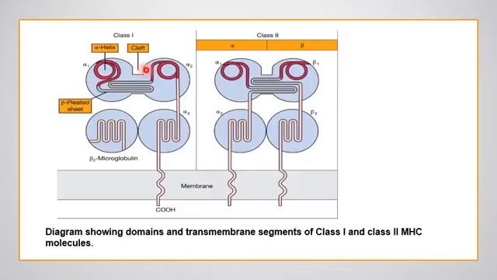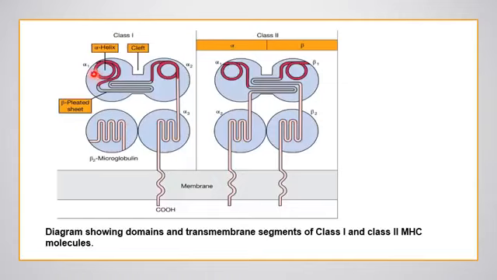Okay, so we need to focus on this diagram of the MHC. This is MHC class 1. MHC class 1 is expressed on the membrane of all nucleated cells and consists of two polypeptide chains. The one is the alpha chain, and the second one is the beta microglobulin.